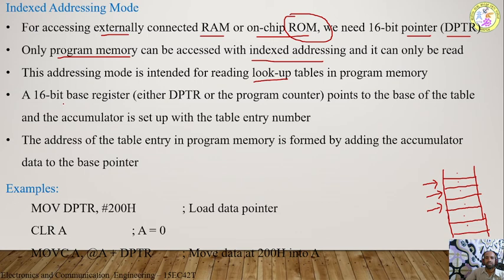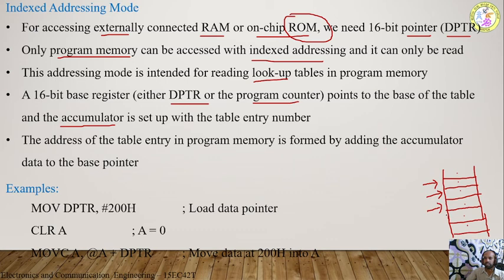Okay, and a 16-bit base register, either DPTR or the program counter, points to the base of the table, and the accumulator is set up with the table entry number. So to access these memory locations, we need to take the help of either the DPTR data pointer or the program counter. We know that the program counter is a pointer to the ROM memory location. Along with it, the accumulator will be used as an index register, and the address of the table entry in the program memory is formed by adding the accumulator data to the base pointer.